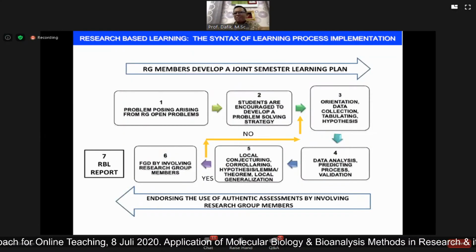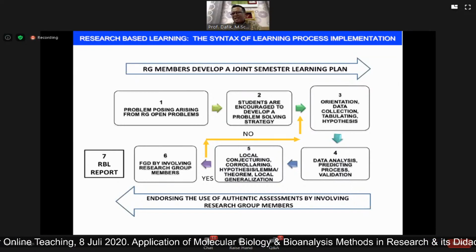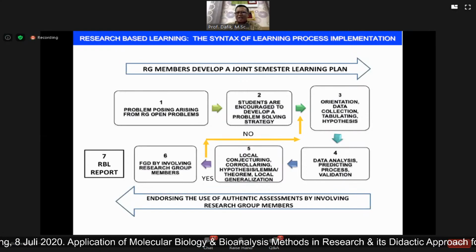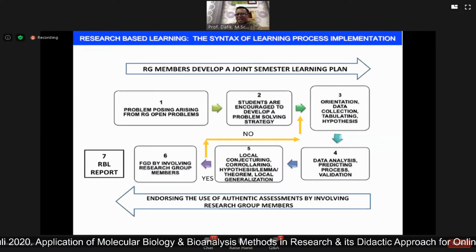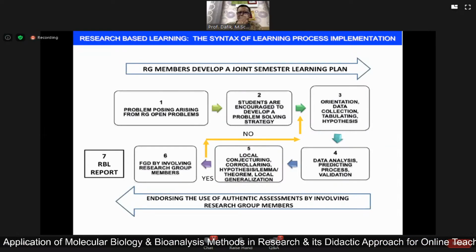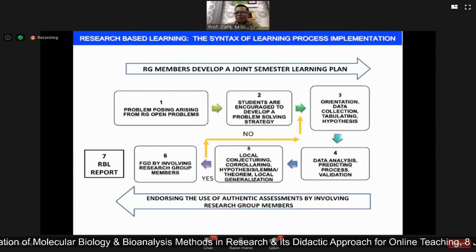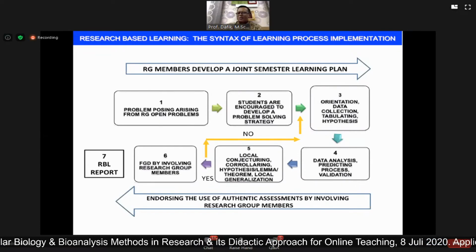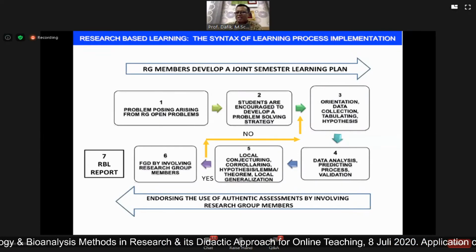So that's why we developed a new syntax in research-based learning, which is already published in the Journal of Instruction. This is the research-based syntax. Problem posing arising from the research group, an open problem. Students are encouraged to develop a problem-solving strategy.